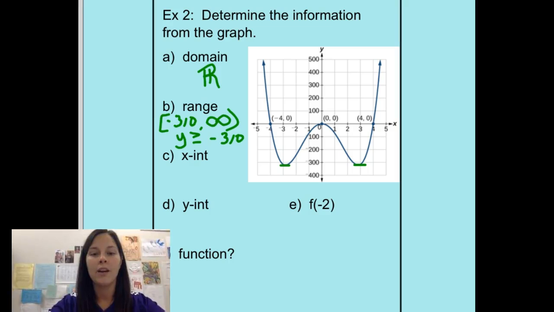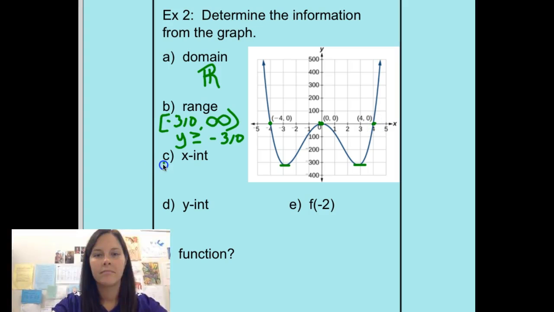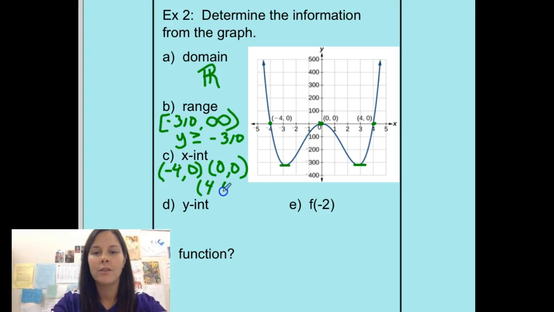X-intercepts occur where the graph crosses the x-axis, and we actually already have those labeled for us. (-4, 0), (0, 0), and (4, 0).